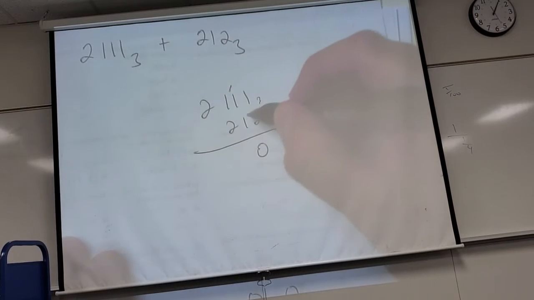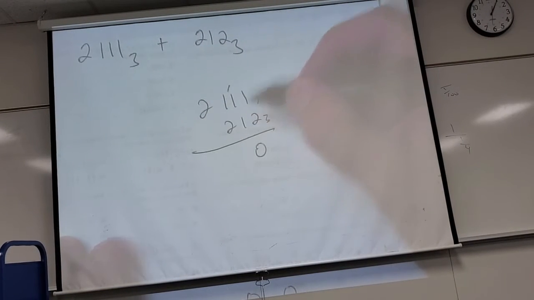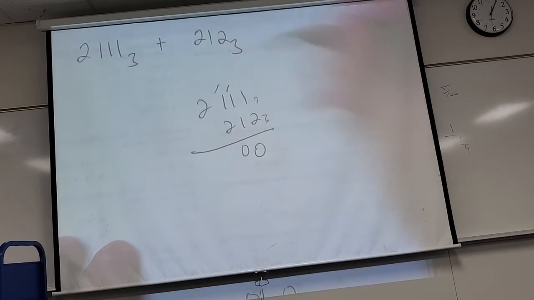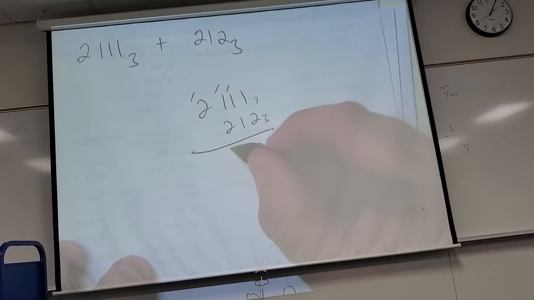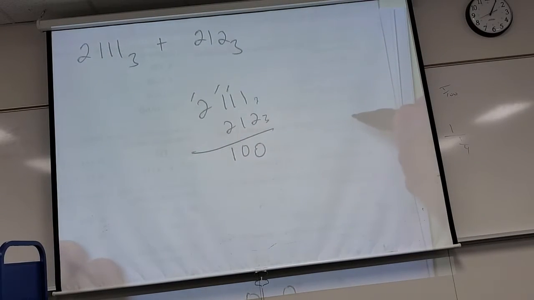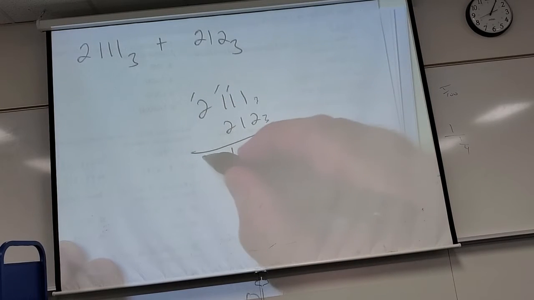1 plus 1 plus 1 is 3. It's a 10, which is 10. Carry the 1. 2, 3, 4. 1 plus 1 plus 2 is 4. So carry the 1, and you have a 1. 1 plus 2 is 10.